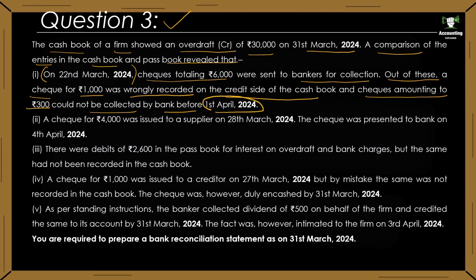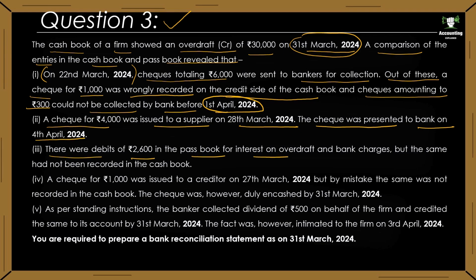Here 1st April is the date on which the bank has collected, but we have closed the books on 31st March. Okay, remember that. A check of 4,000 was issued to a supplier on 28 March 2024. The check was presented to bank on 4th April 2024. There were debits of 2,600 in the passbook for interest on overdraft and bank charges, but the same had not been recorded in the cash book.